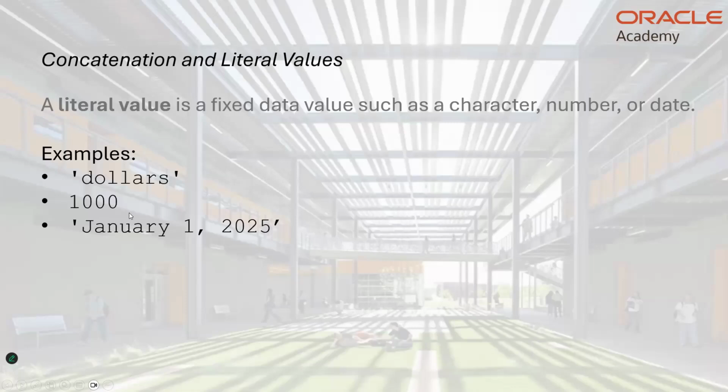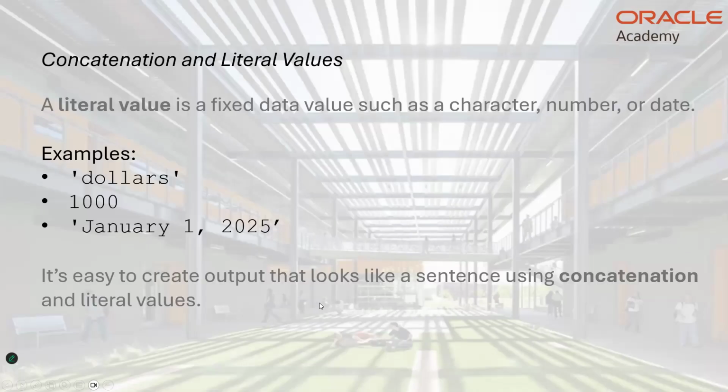Unless it's a number, then as you know, or numbers, if you want the value of the numbers, you do not enclose them in single quotes. If you want it to be alphanumeric, then yes. So these are just 3 examples of literal values that you can concatenate with a string or output. So it is easy to create output that looks like a sentence using concatenation. That's the whole idea.